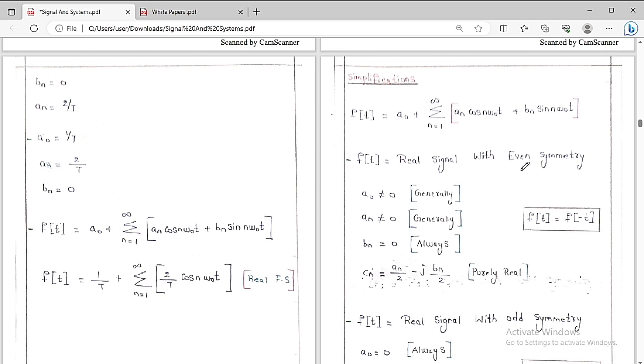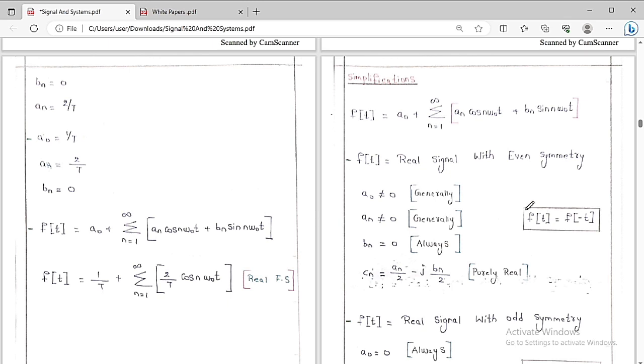Even symmetry means it is an even signal. It is symmetric with respect to the y-axis. Then I have already told you, if a signal is said to be even symmetry or an even signal, then we can say f(-t) is equal to f(t). So f(-t) is equal to f(t). Then we say it is an even signal or has even symmetry. Then what is going to happen? That we are going to see.